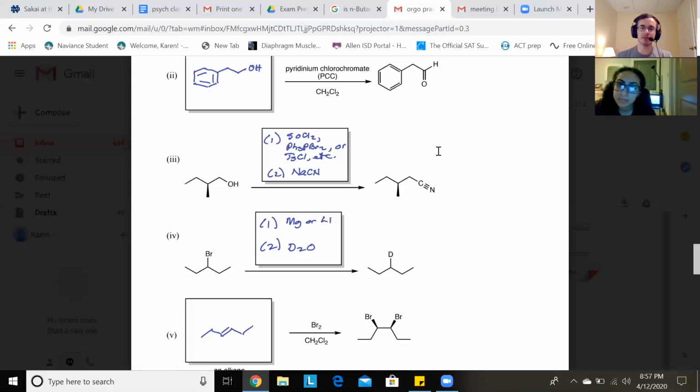PBr3. Again, I would go through the mechanism, but it's 9:58 and I want to give you time for one more question. This isn't that important. That replaces the OH with a Br. So you're replacing the COH bond with the CBr bond. Tosyl chloride replaces the OH with that OTs thing.